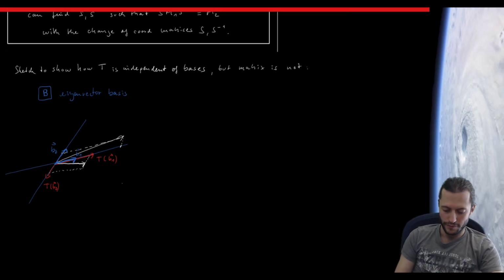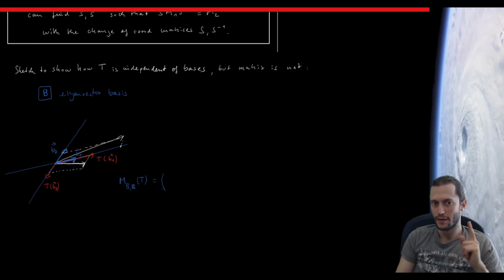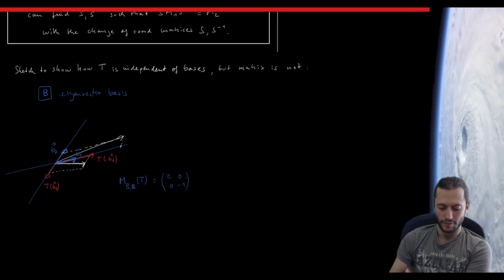And the matrix M representing this map T in the basis B of eigenvectors, you could write this down just so. What is it? It's 2, 0, 0, minus 1. The eigenvalues on the diagonal, working like this.